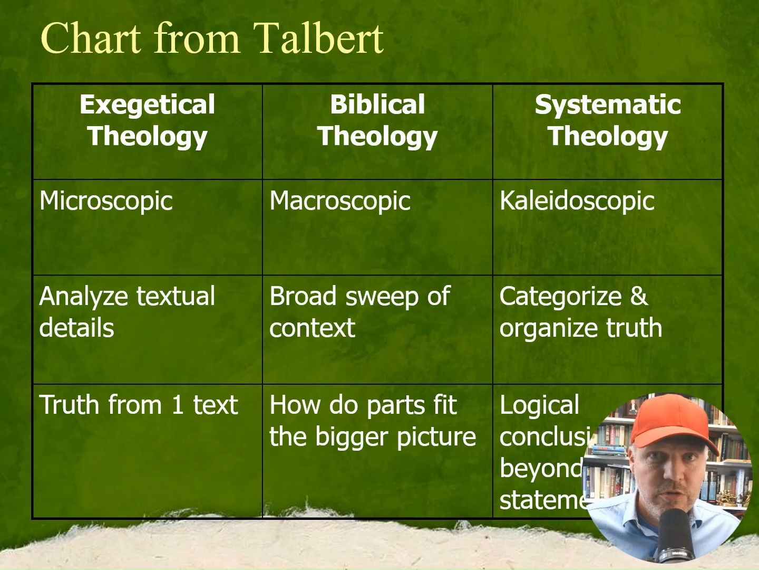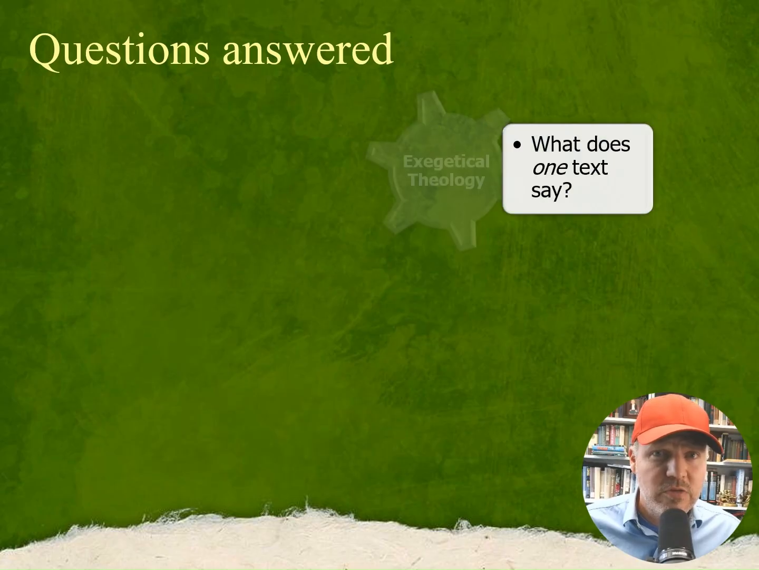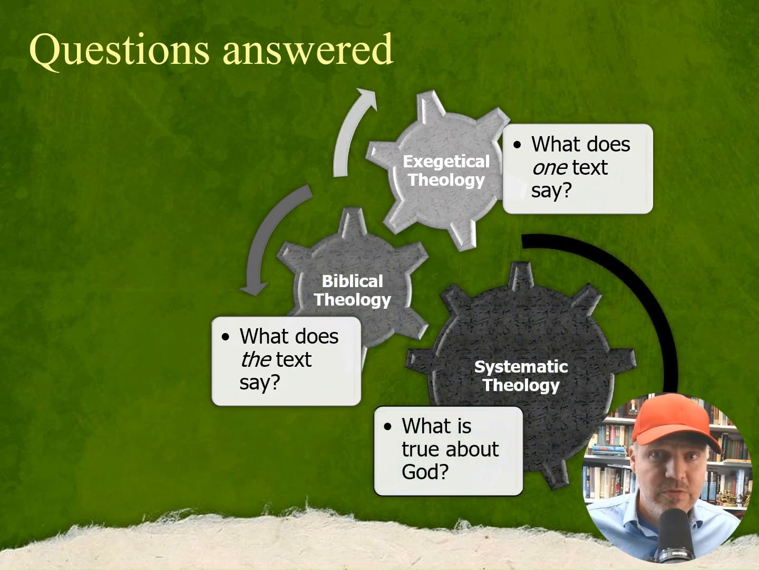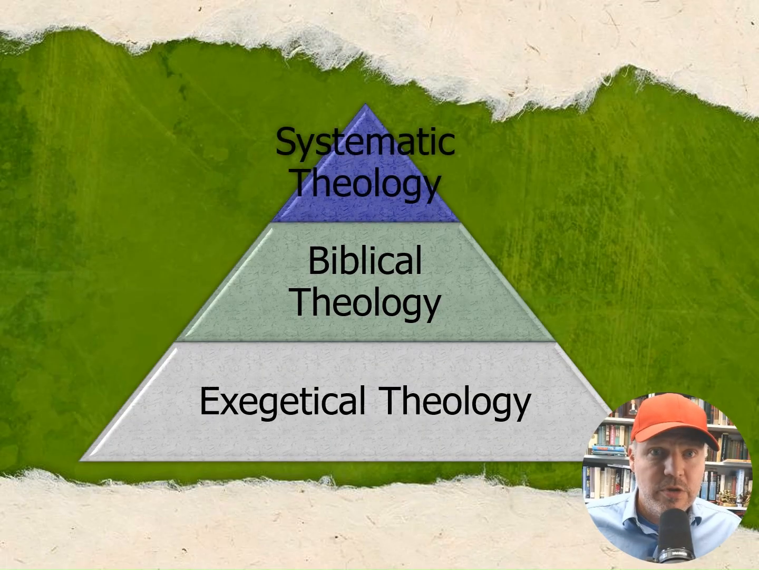And then systematic theology you could call kaleidoscopic, trying to organize and categorize truth and the logical conclusions beyond just the direct statements of Scripture. Again, I'm sending you these PowerPoints as PDFs, but I'm just working through with you here, trying to hit some of the highlights. The questions that they answer: exegetical theology, answering the question, what does one text say? Biblical theology, what does the text say, much more broadly? And systematic theology, the broadest question of all, what is true about God? In a sense, good systematic theology builds on good biblical theology.